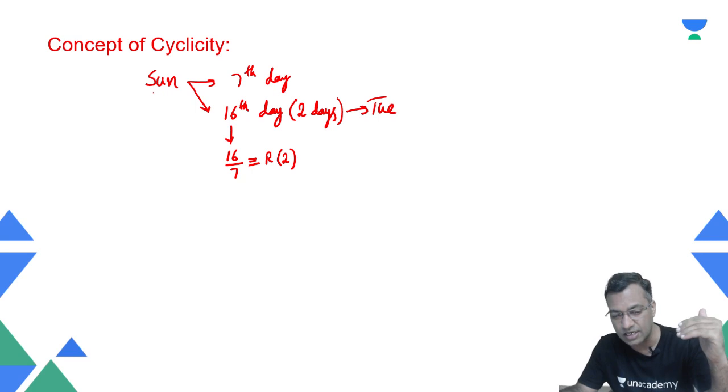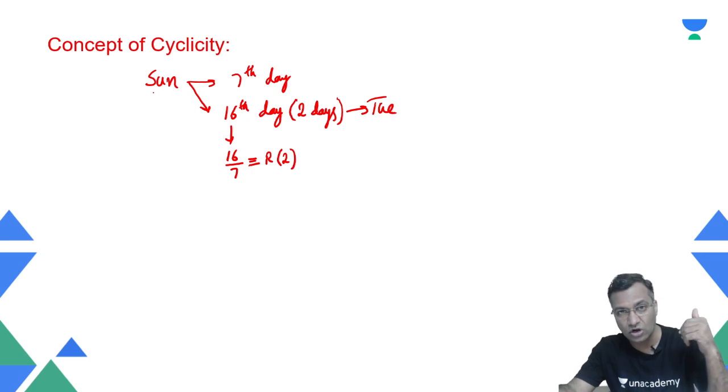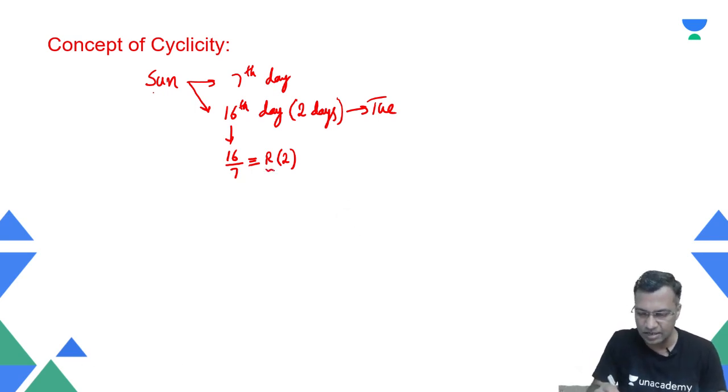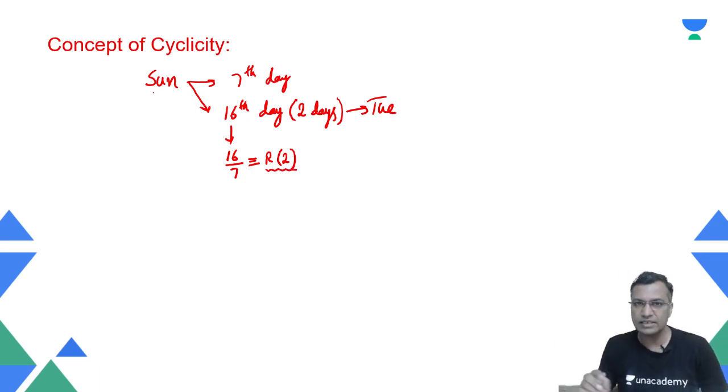What is the concept that I am using? Cyclicity. I should know the cyclicity beforehand. If I don't know that the cycle for the weekdays of a week is 7, then I will not be able to find the 16th day from today quickly, and I would have taken much more time. If I know that the weekly cycle is just 7 days, I will simply divide by 7, and it comes down to the concept of remainder.